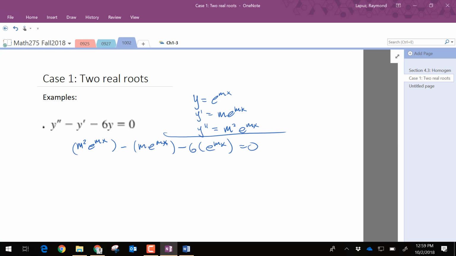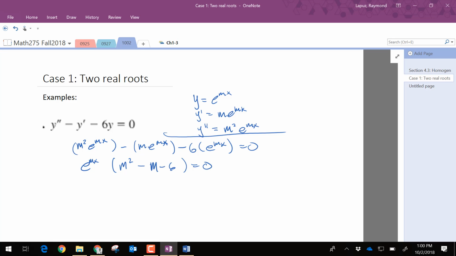And like we did before in the example, we're going to take out an e to the mx and assume that it's never going to be equal to 0. So we can really just cross that out. But more importantly, what we have left here is a quadratic equation. And if you look at the quadratic equation, our characteristic or auxiliary equation, compared to the original differential equation, you see that the coefficients are the same. So it's always going to be like that. These are some of the steps that we'll eventually skip later on, but it'd be good to see the process for the first couple of times.